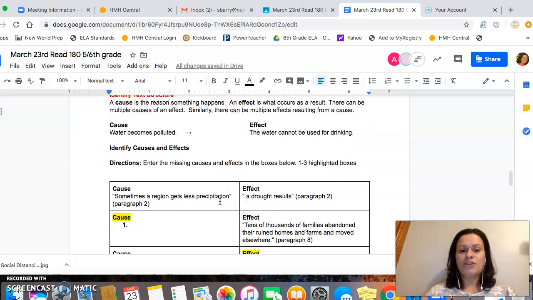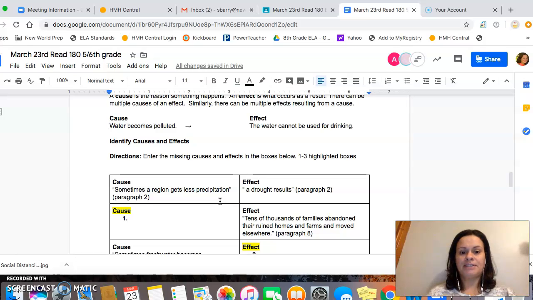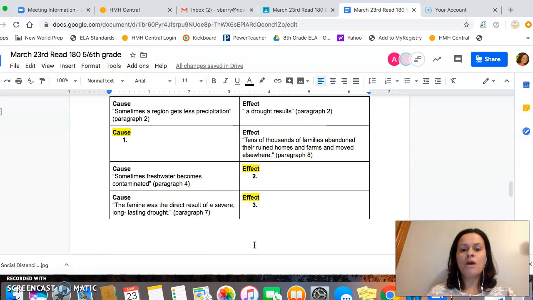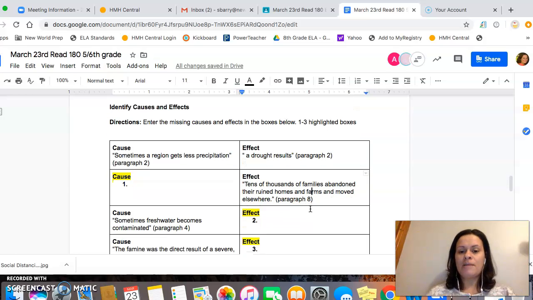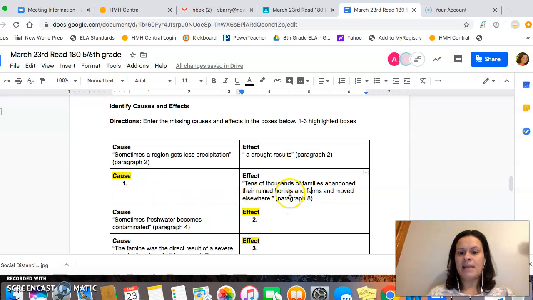Okay, so here is the chart, and I want you guys to identify the causes and effects. So I highlighted in yellow where you're supposed to be writing. The directions are: enter the missing causes and effects in the boxes below, one to three highlighted boxes. So here's the example. Sometimes a region gets less precipitation. A drought results. And you put the paragraph where that direct evidence is from. So here, tens of thousands of families abandoned their ruined homes and farms and moved elsewhere. Paragraph 8. So you should look in paragraph 8 and find the cause in that paragraph.